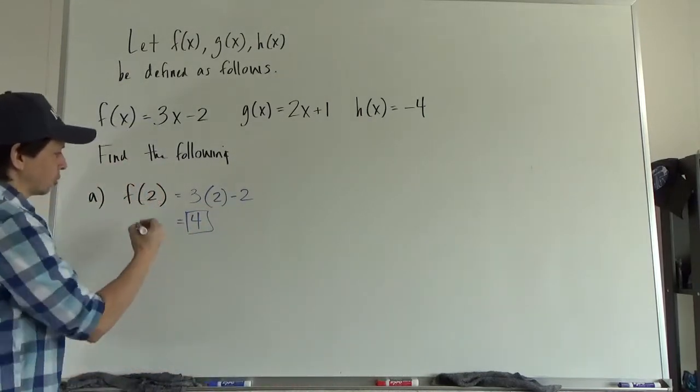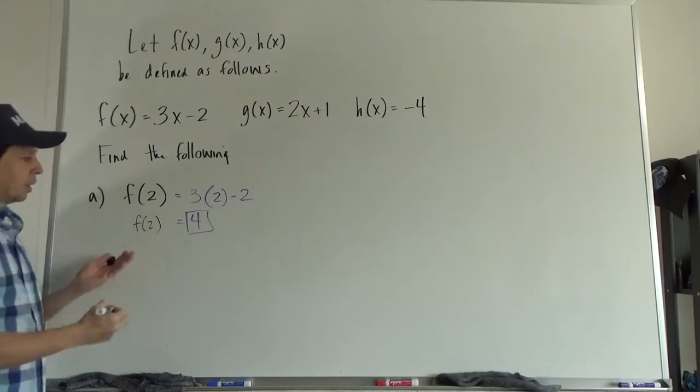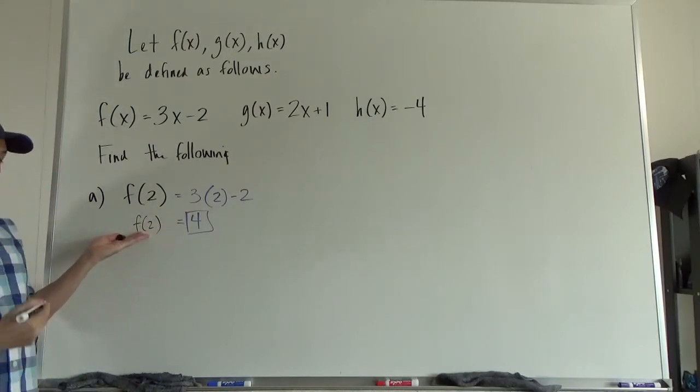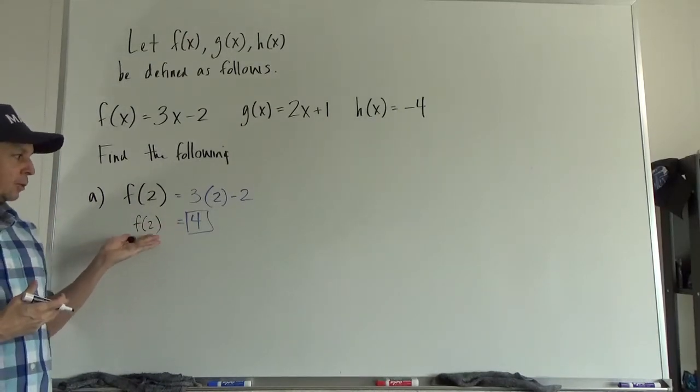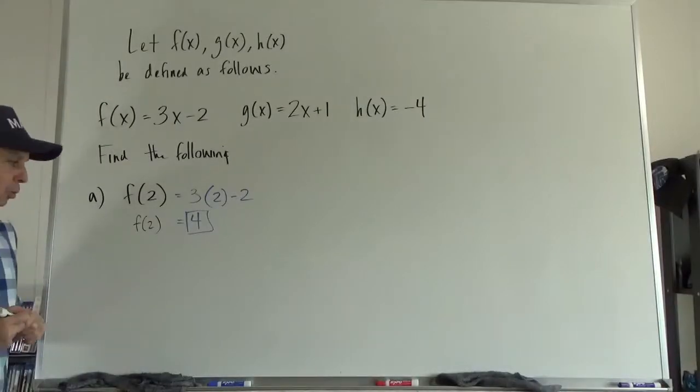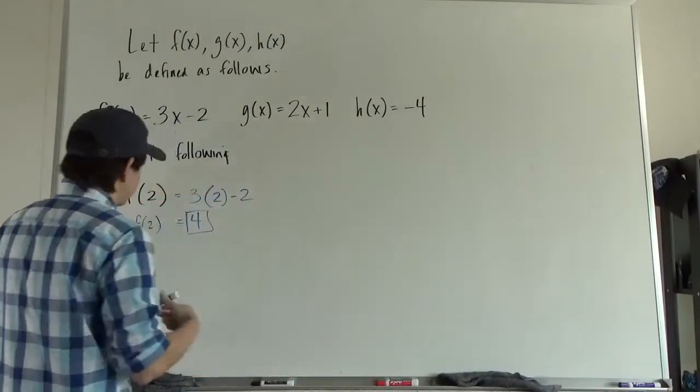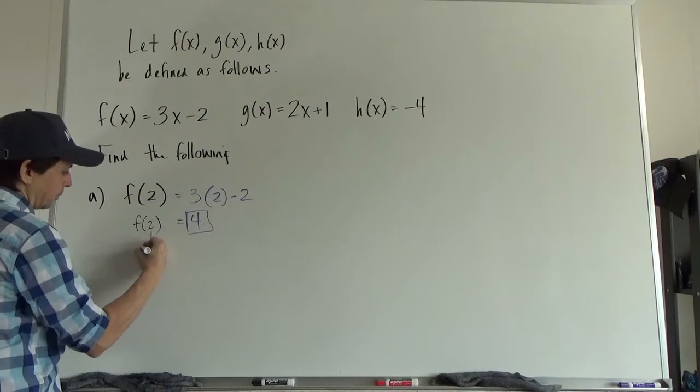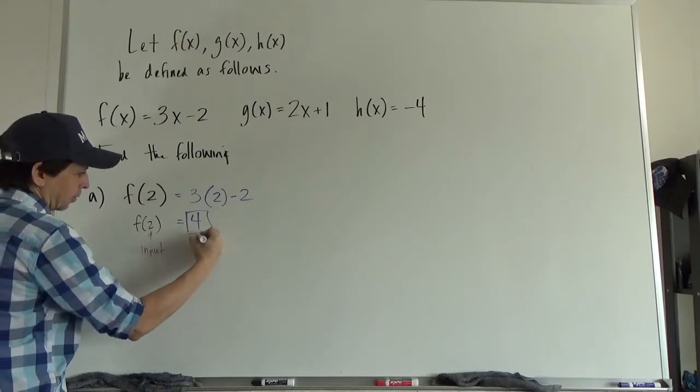You don't need to write it, I just want to emphasize that f of 2 is a value which we don't know until we work it out. That value is equal to 4. F of 2 is equal to 4. Okay, but you can think of the 2 as your input and the 4 as your output.